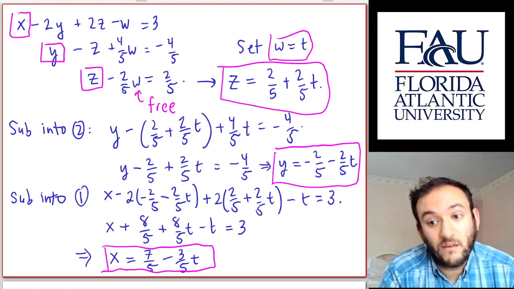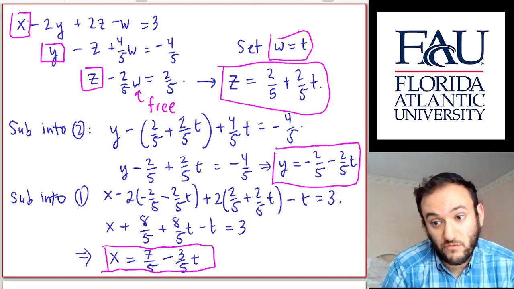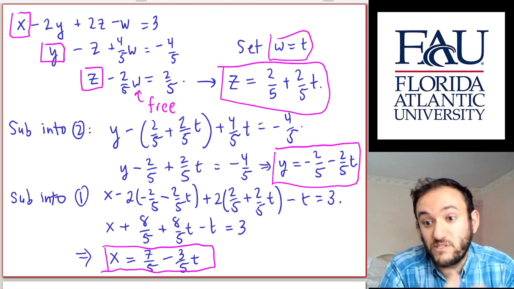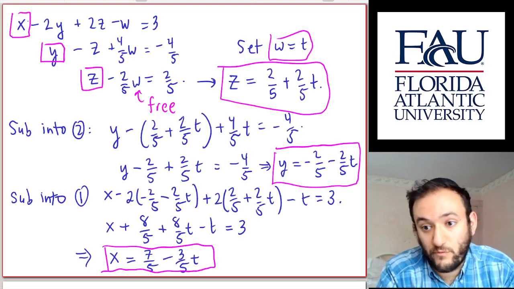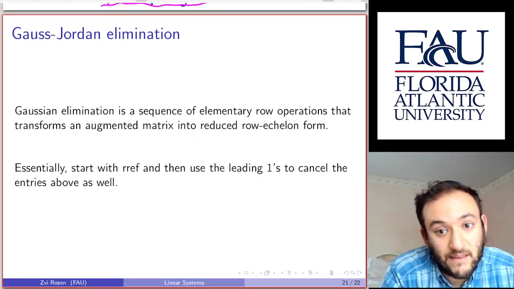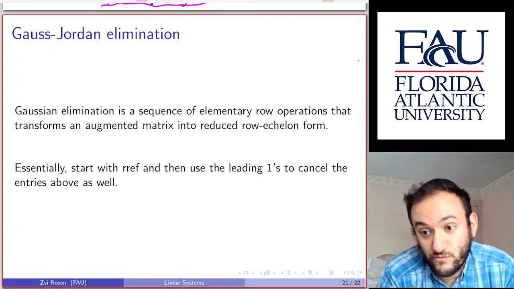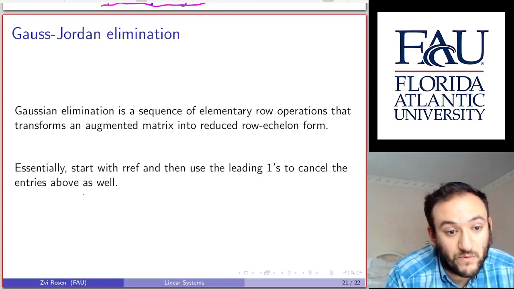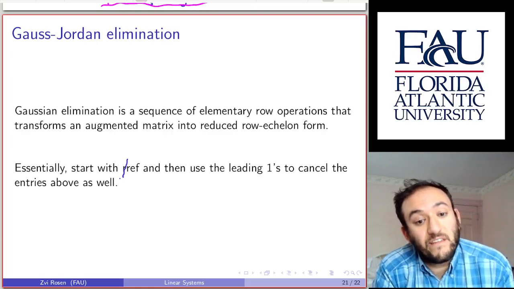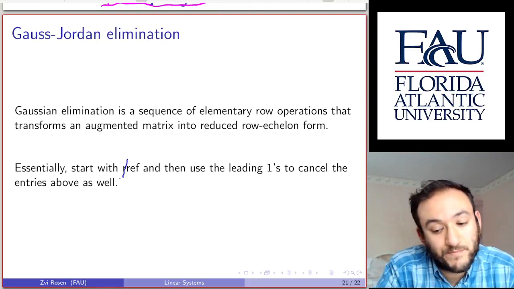Just to review what we've done, we did Gaussian elimination to get our augmented matrix into row echelon form. Then we converted back to a system of equations, and we substituted repeatedly to find a form for the solution. Okay, but there's an alternative way to do it, which is Gauss Jordan elimination. And this is going further to get the matrix into reduced row echelon form. And the way that we do that is we start with the row echelon form, and then use the leading ones to cancel the entries above each of the leading ones as well.